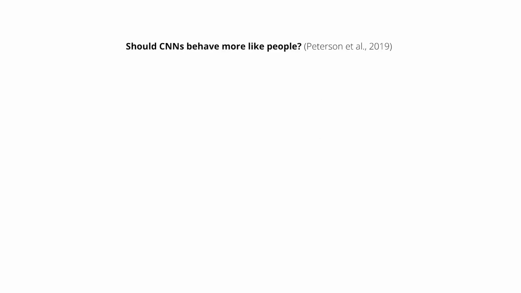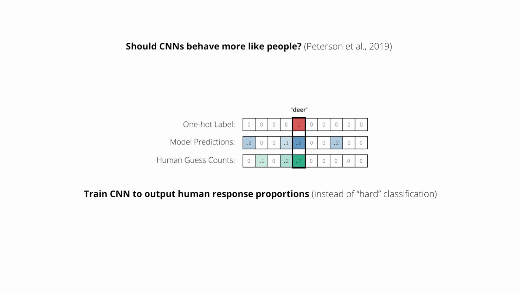So this motivates a new question. Should machine learning models behave more like people, assuming they had the option to do so? To test this, we trained several CNN classifiers directly on human guess proportions instead of the typical one-hot vectors, which pick out only the true class for each image. This trains the model to express uncertainty patterns like people, and provides hints about which classes and images are more similar than others.